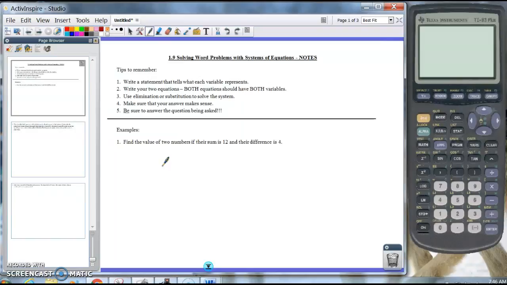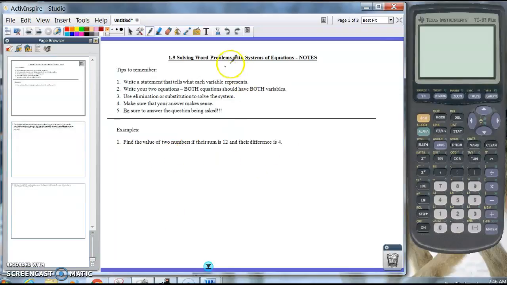So if you haven't printed off the note sheet yet, go ahead and pause this video, get that note sheet, print it off, so you can follow along and write it down as I go through them, okay? Then you can use the notes to do the assignment. If for some reason your printer is not working, then you can just write out the problems and do the notes that way, okay? All right, so the first type of problem we have is when we're finding two numbers. We just call it a number problem.